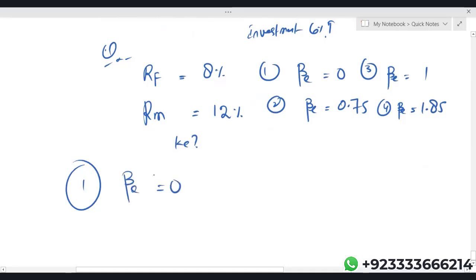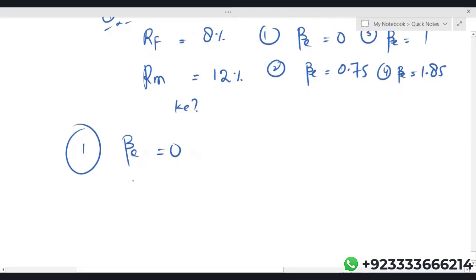Okay, number 1. Beta equity is 0. Students, equity beta 0 means your investment is a risk-free investment. Always remember one point: when your investment is a risk-free investment, then your KE will be equal to RF. Logically, a risk-free investment means you have made an investment in government bonds. In financial management, the benchmark of risk-free investment is government bonds.